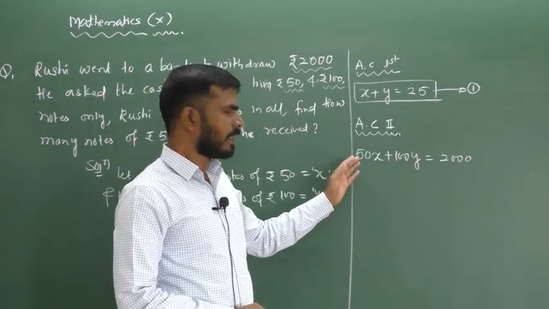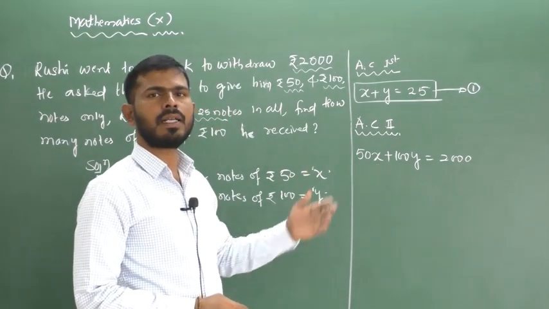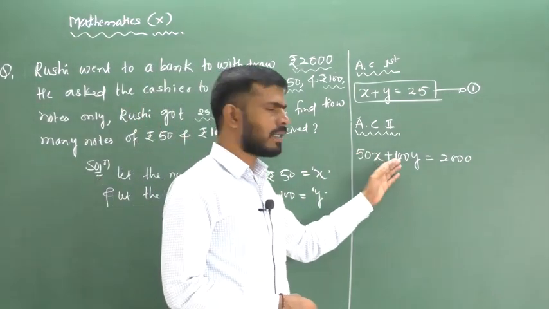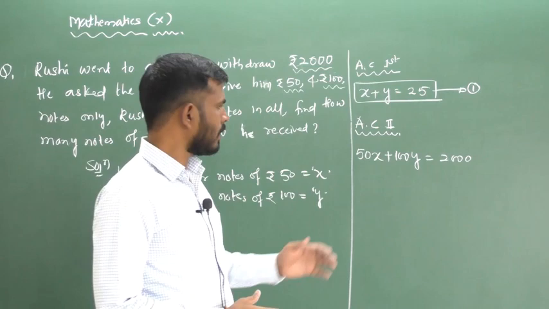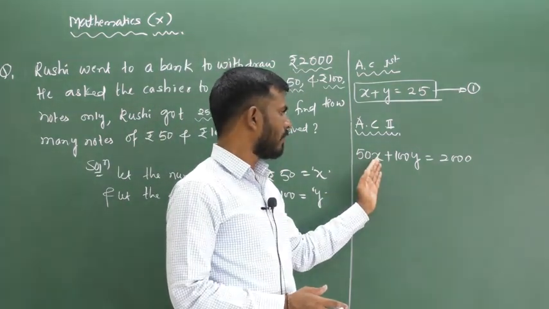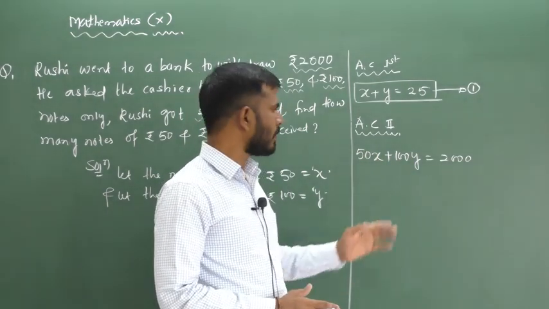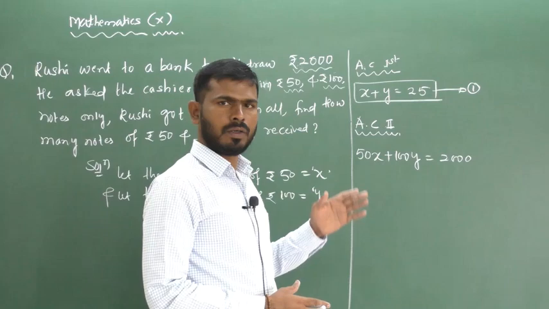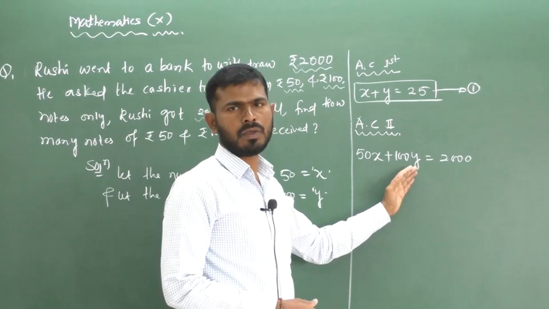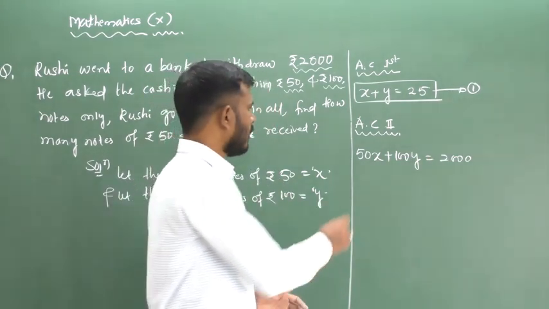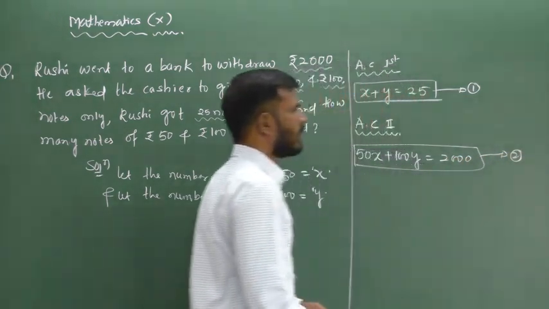See here, in the second condition, 50 is the rupee value and x is the number of 50 rupees notes. Next, 100 is the amount and y is the number of notes of 100 rupees. If you multiply the number of notes by 50, you get the total amount from 50 rupees notes, and 100 into the number of notes gives the total from 100 rupees notes. So 50 rupees notes plus 100 rupees notes equal the total amount given, 2000. This is equation number 2.